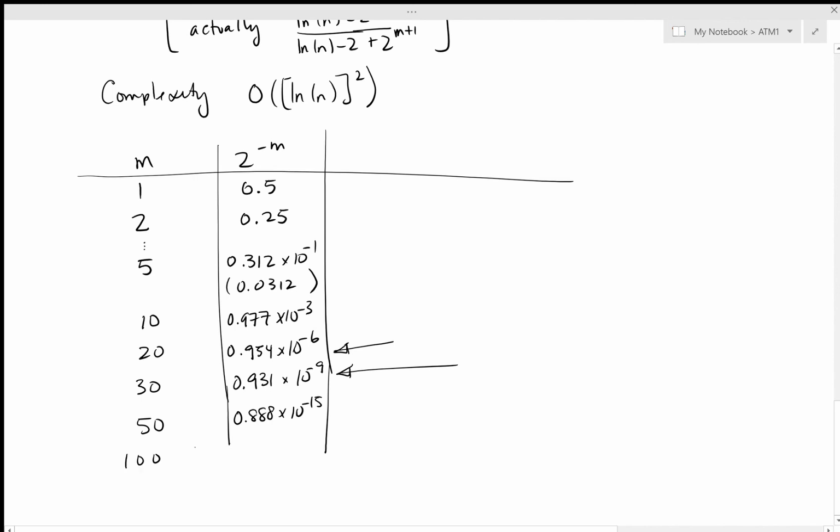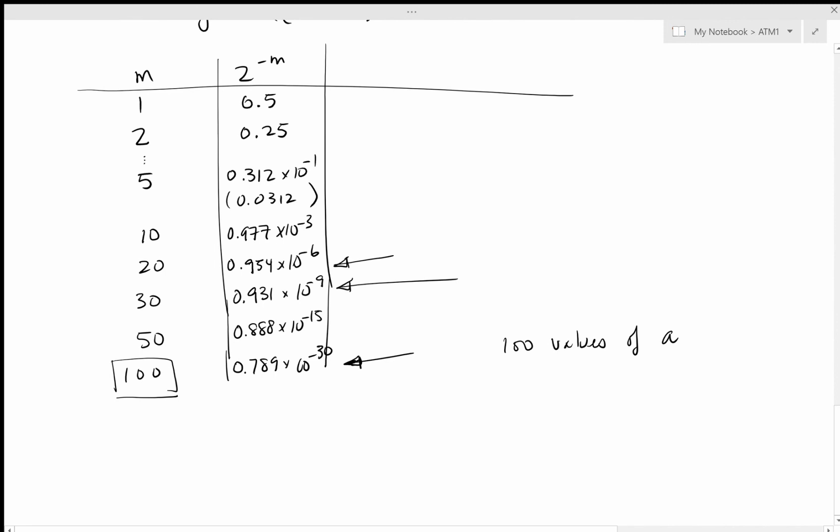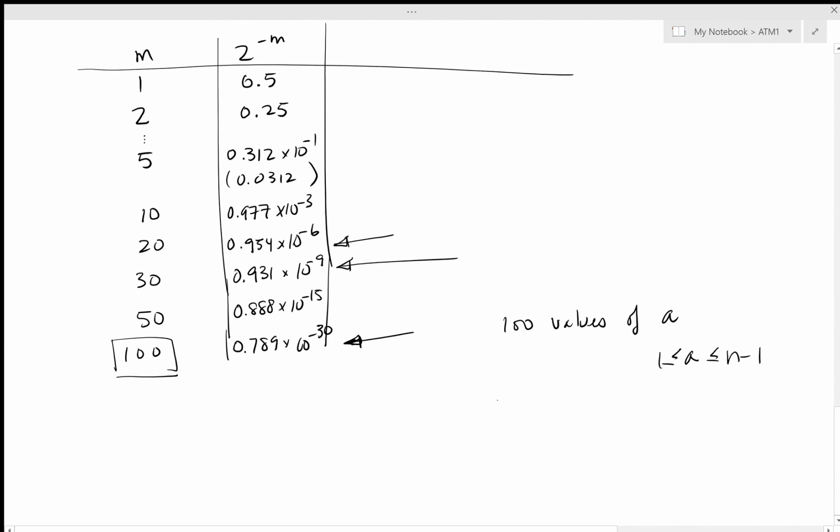And if I were to run the algorithm 100 times, I would have an extremely small number, 7, 8, 9 times 10 to the minus 30. At this point, the probability that I'm wrong when I tell you that n is prime is vanishingly small. To run the algorithm 100 times, I would have to pick 100 values of A between 1 and the prime number, and compute A to the n minus 1 over 2, and compute the Jacobi symbol without factoring n.